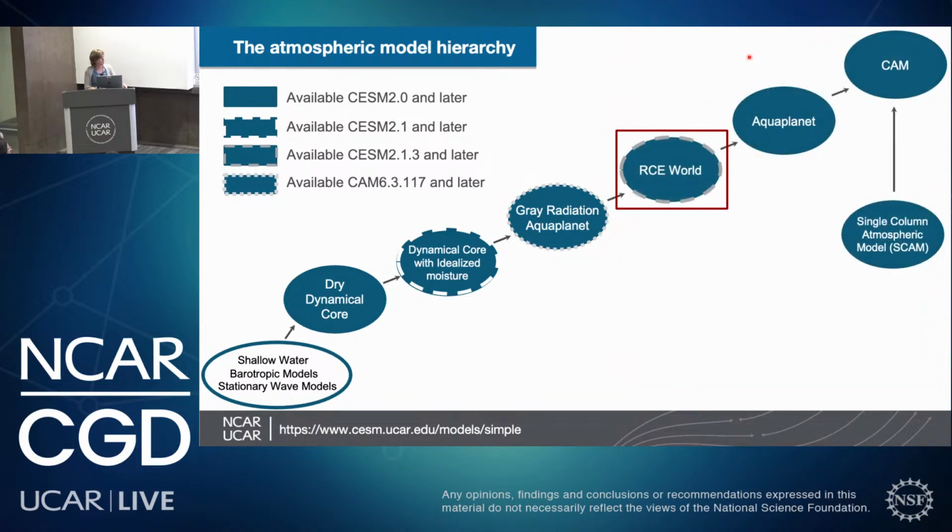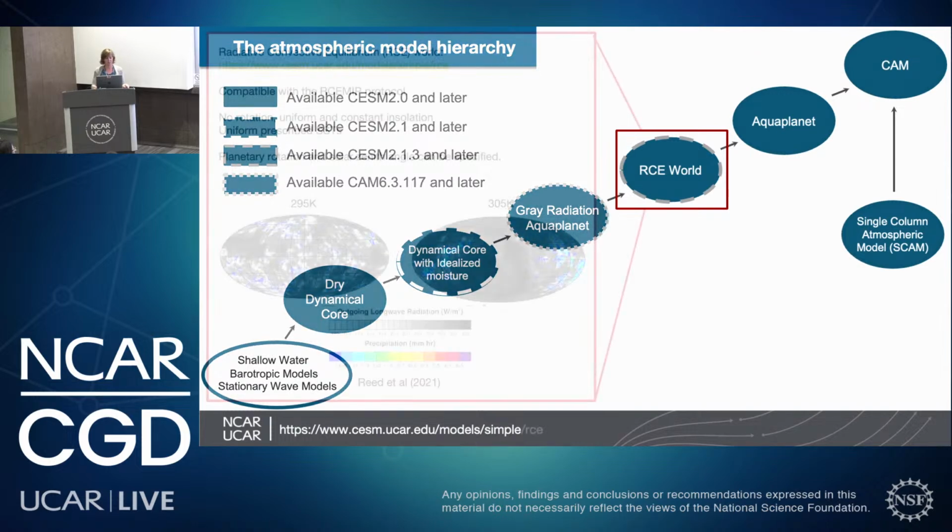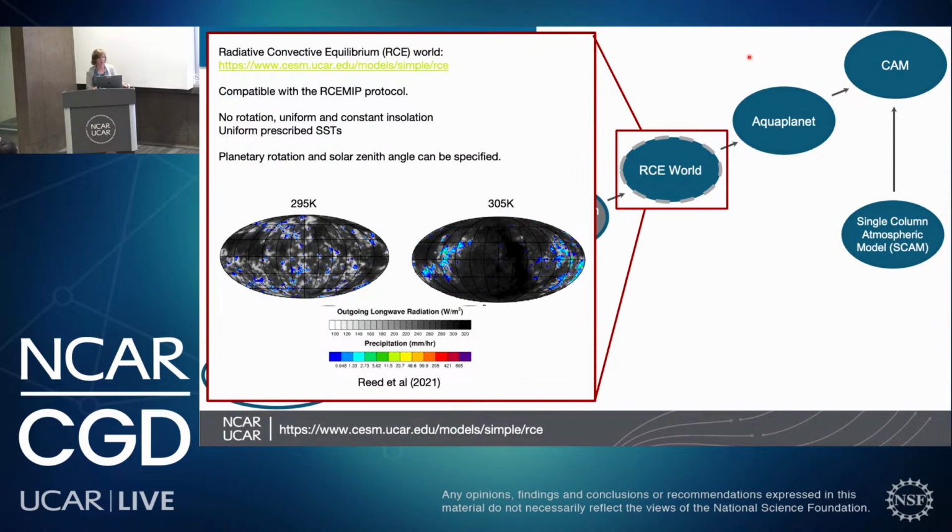Okay, now we go out to a radiative convective equilibrium world, and now we're in the realm of models that aren't actually that cheap to run. They're almost using all the same complexity of CAM, but they're simplified in their boundary conditions. So radiative convective equilibrium is basically a planet that has no rotation, and it has no latitudinally varying solar insolation. You just have a very uniform planet and this balance between radiation and convection.